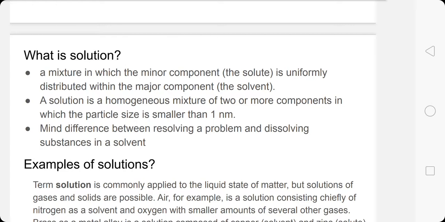solvent. A solution is a homogeneous mixture of two or more components in which the particle size is smaller than 1 nanometer. So please mind the difference between resolving a problem and dissolving substances in a solvent. So solution has two meanings. One is to resolve a problem, and another meaning is to dissolve a substance in a solvent.